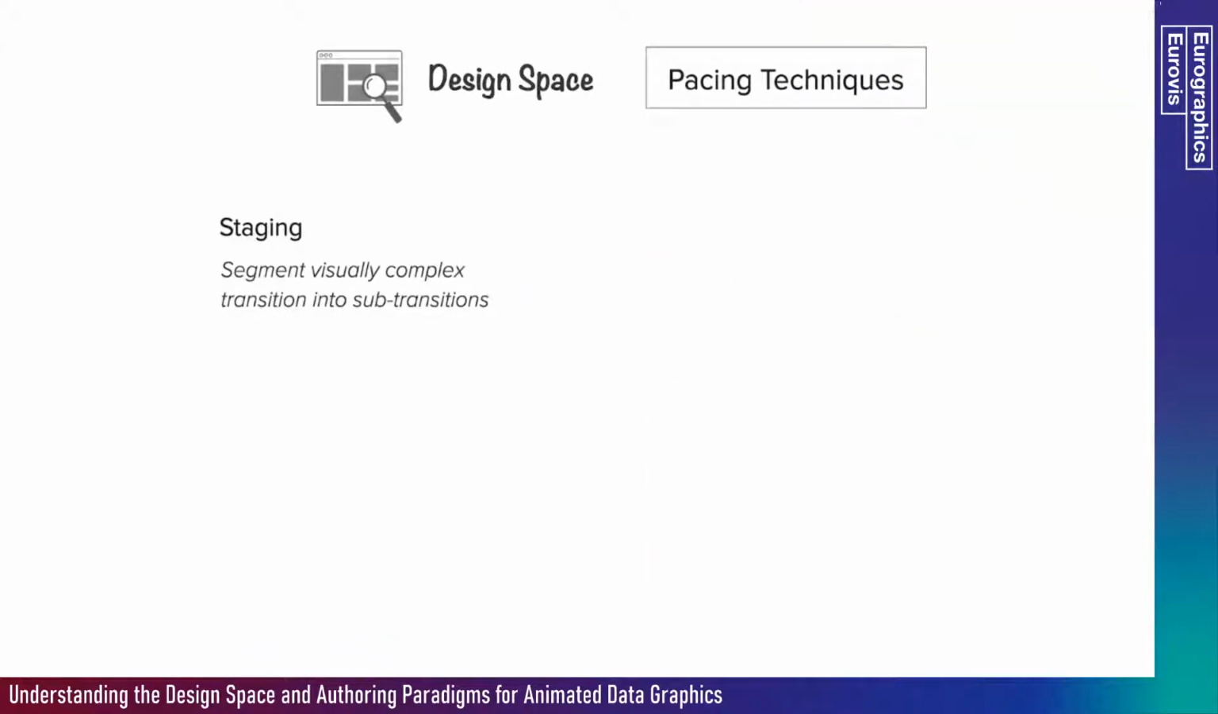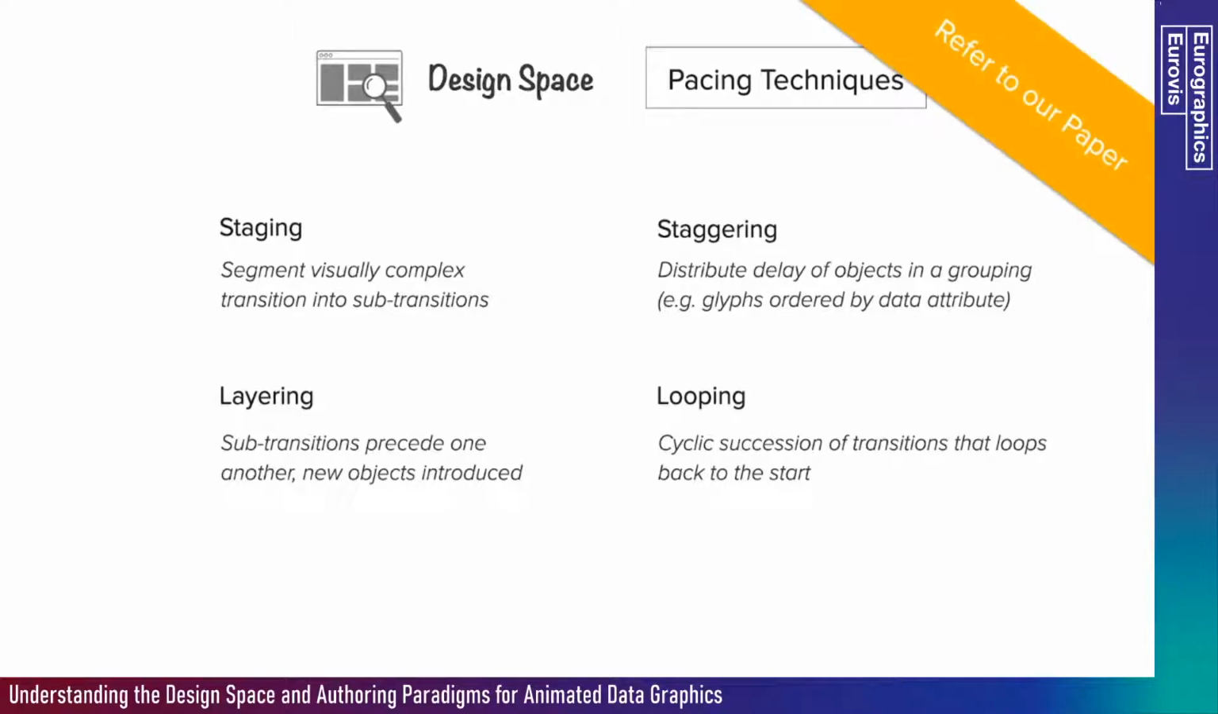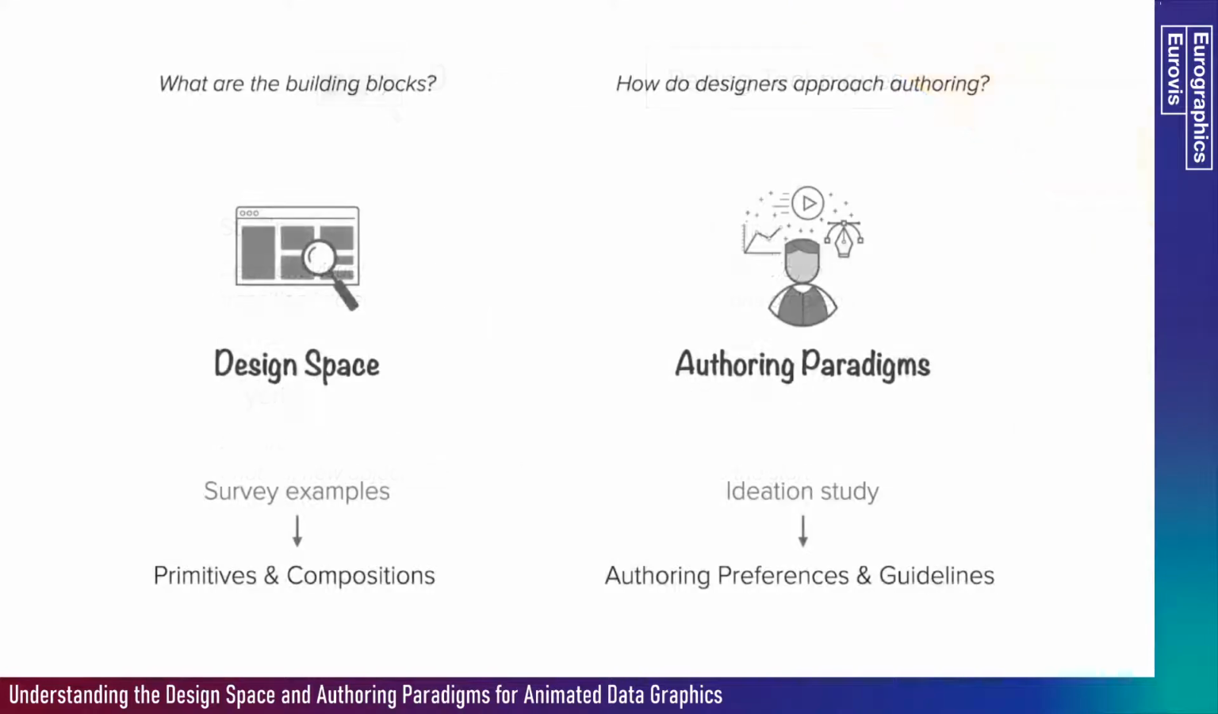Our design space also includes pacing techniques composed by timing primitives. We include staging, layering, staggering, and looping as compositions of timing. Pacing techniques assist the audience to perceive and apprehend animated transitions. For more information on pacing techniques, again, please refer to our paper. We envision future authoring tools should prioritize these compositions and build upon our primitives as a framework.